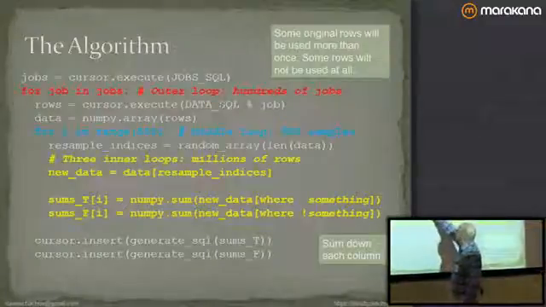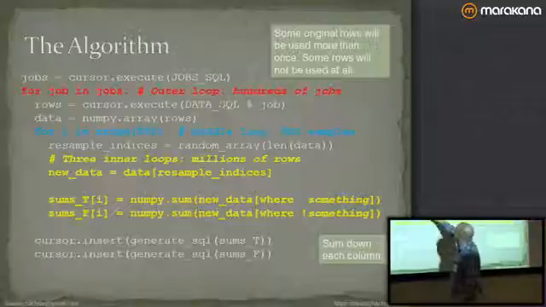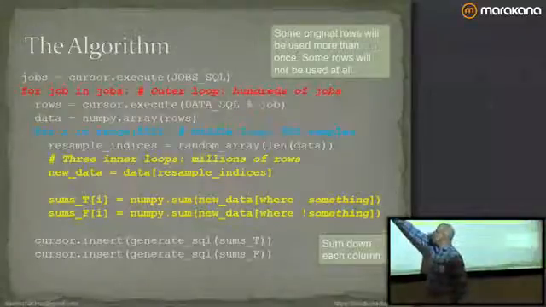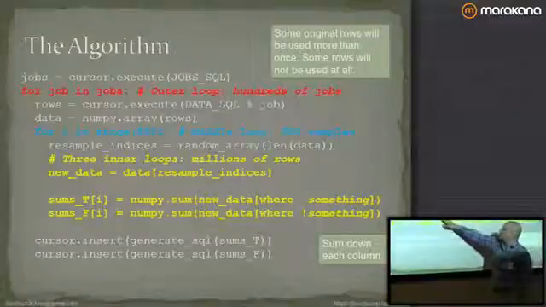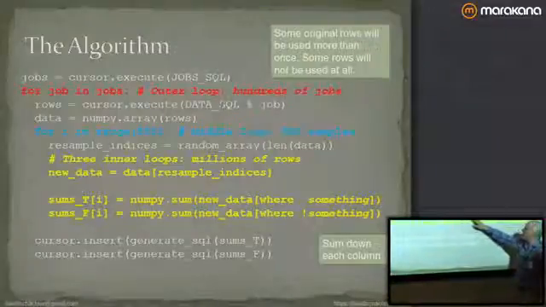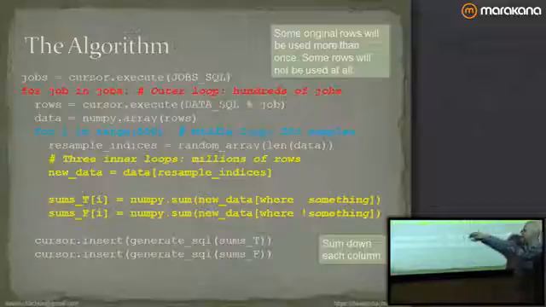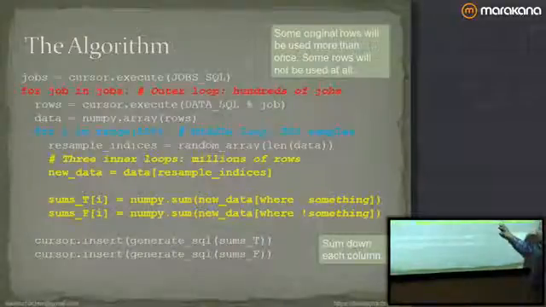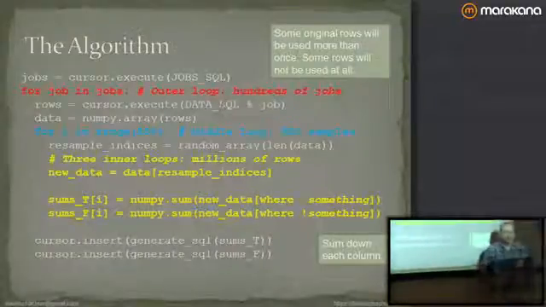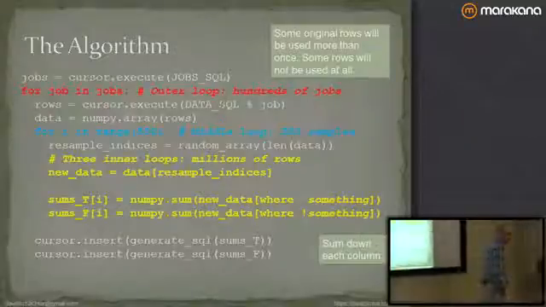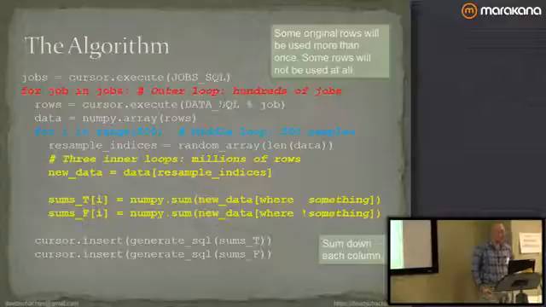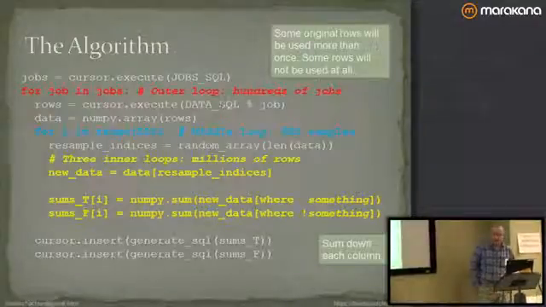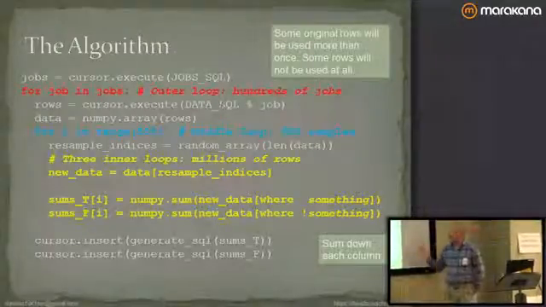In the inner loop, we're going to take the random indices that we create with the white line just above the yellow line. We use those indices to create the synthetic data from the original data. And then we're going to do two sets of sums over all the rows. In the first sum, we're going to sum up those rows where some condition is true. And in the second sum, we're going to sum up all the rows where the condition is false. The result of that is two arrays, sums t and sums f. We pass those into some functions that generate SQL and write a couple of rows into an output table. Again, not terribly complicated.